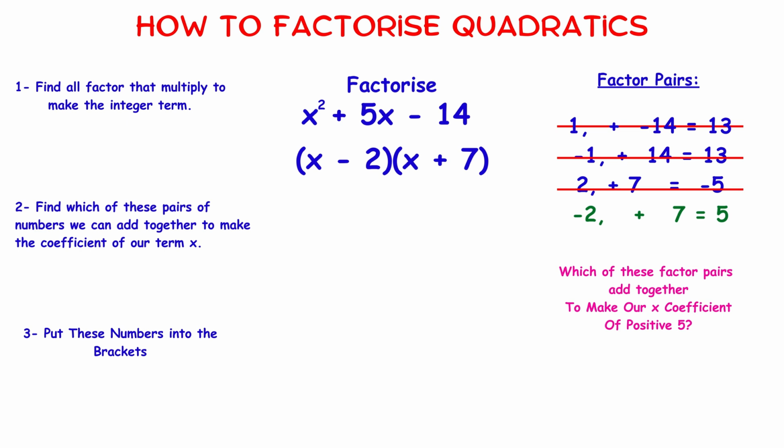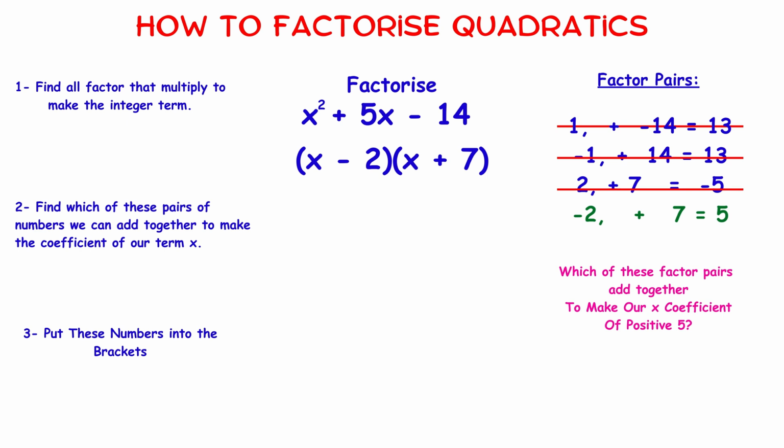Because negative 14 is a negative number, one of the factors in each pair has to be negative as well, meaning we could have positive 1 and negative 14, or negative 1 and positive 14, then positive 2 and negative 7, or negative 2 and positive 7. The next step is to find which of these factor pairs adds together to make our x coefficient, which in this case is positive 5.